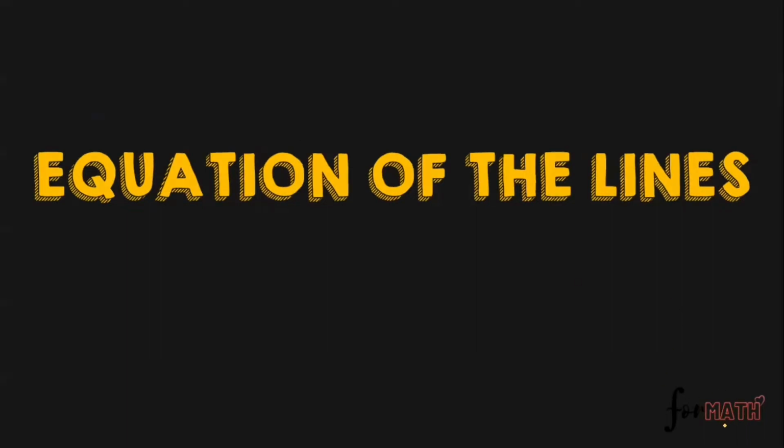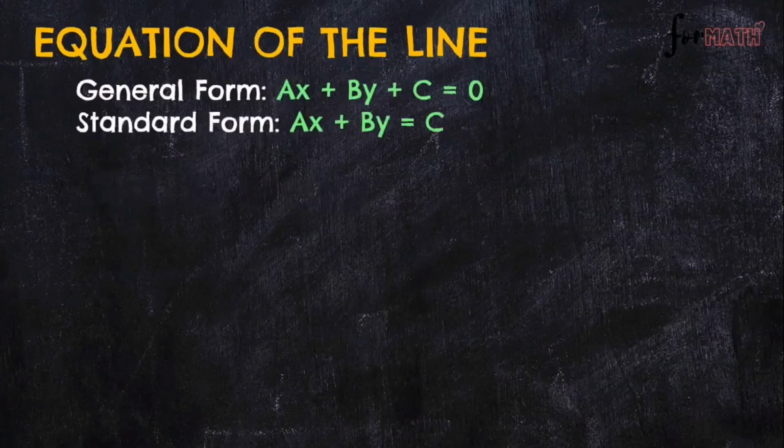Hello everyone, in this video, let's discuss the equation of the line of a linear equation with two unknowns. Let's recall that the general form is ax plus by plus c equals 0, and the standard form is ax plus by equals c, wherein a is the numerical coefficient of x, b is the numerical coefficient for y, and c is our constant.